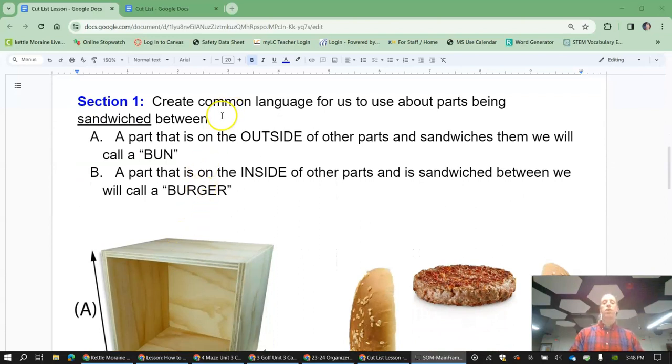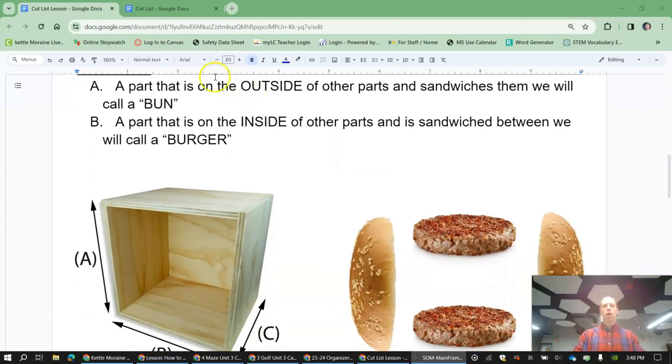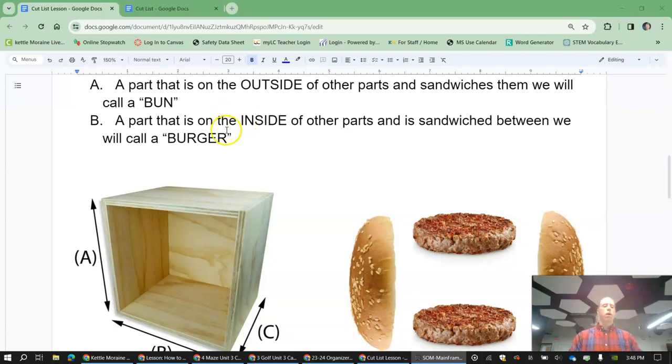So section number one, we're going to create a common language for us to use about parts being sandwiched between. A part that is on the outside of other parts and sandwiches them, we will call a bun. The opposite, a part that is on the inside of other parts and is sandwiched between, we will call a burger. Or if you prefer to call that a patty, that's fine, but I'm probably just going to call it burger.